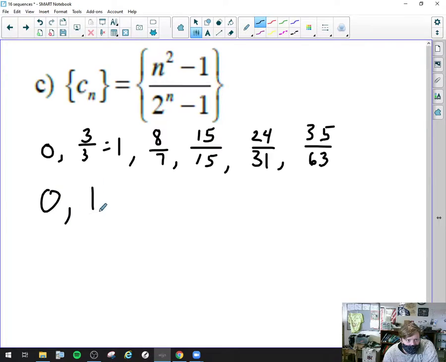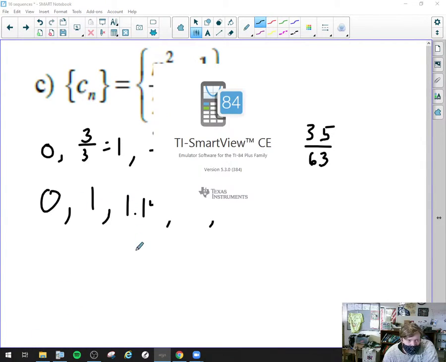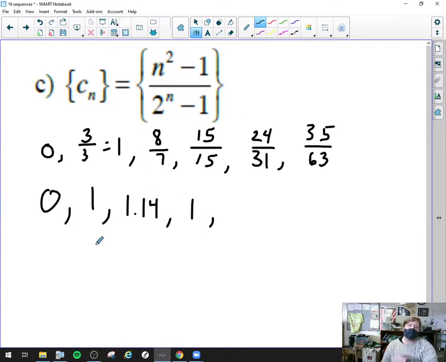This is 0, this is 1. This is what, 1 point, is that 1.14-ish? Let me just double check. And 1, then 24 over 31, that's point something. Okay, so this is a great example of something that is not monotonic. 0, 1, 1.14, back down to 1. It was going up, then it came back down for a second. That's not monotonic.